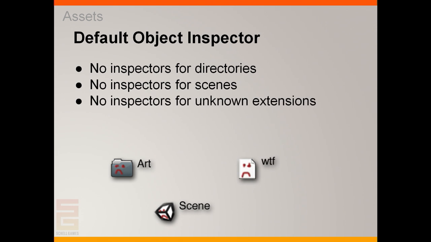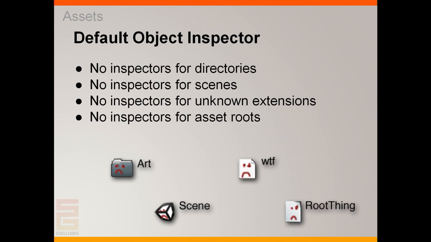If you have an object with an unknown extension, you can't really hook into that super easily either. And if you have an asset root, when I showed you the demo for the animal serialization, when you nest them all in the same object, the root of that actually loses its type information. So you can't just easily say, I want to make an inspector for this type of thing, because there's no type defined for that, except for the base of all things, which is object.